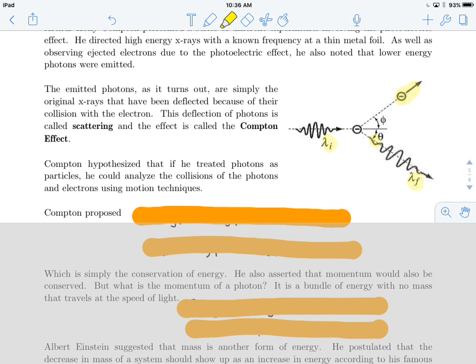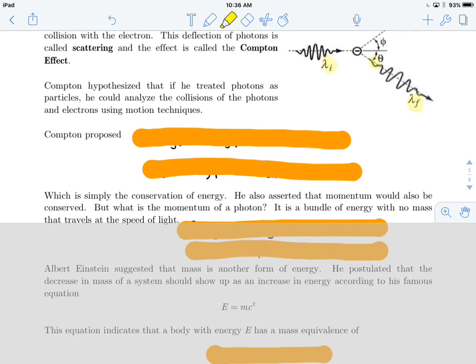And this is what we call scattering. The emitted photons, as it turns out, are simply the original X-rays that are deflected because of their collision with the electron. That's what we call scattering, and this effect is called the Compton effect.